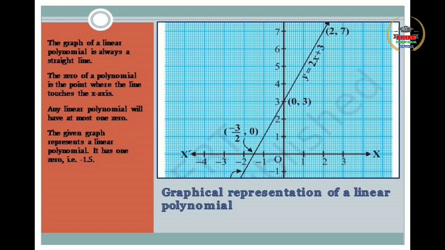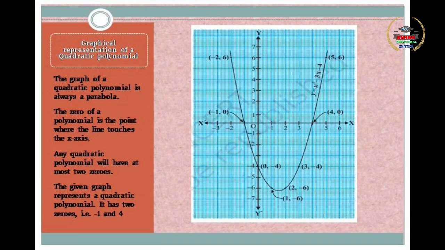Now the graphical representation of a quadratic polynomial. The graph of a quadratic polynomial is always a parabola. What is a parabola? When you see a U-shaped curve like this, it is called a parabola. That U-shaped curve can be facing upward or downward or eastward or westward, but it should be a U-shaped curve. So whenever you see a U-shaped curve like this, the curve is called a parabola.